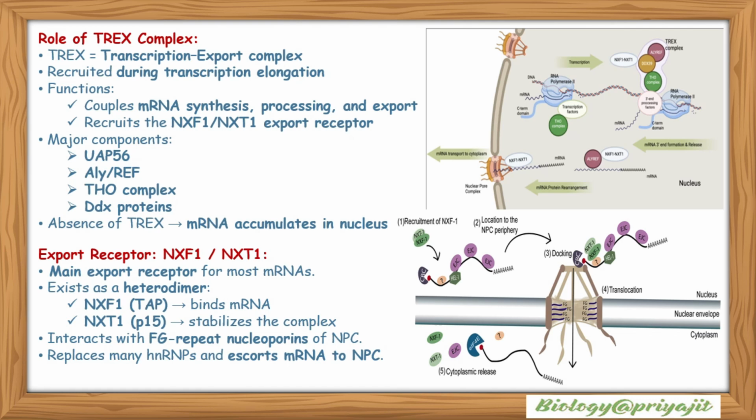So export receptors include NXF1 and NXT1. They are the main export receptors for most mRNAs. They exist as a heterodimer. NXF1 or TAP binds mRNA, and NXT1 or p15 stabilizes the complex. It interacts with the FG repeat nucleoporins of the nuclear pore complex, and it replaces many heterogeneous nuclear RNPs and escorts mRNA to move through the NPC.